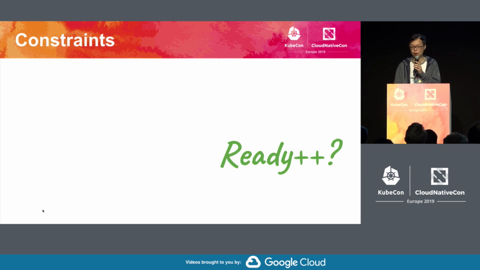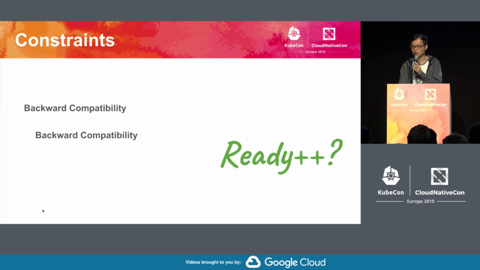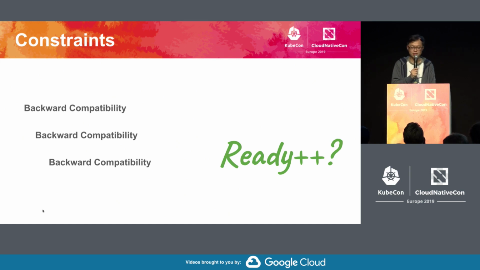When we are trying to solve this problem, we face a lot of constraints. The constraints are mostly summarized as backward compatibility. Kubernetes APIs have been well adopted, and many people are running in production. Although the current system is not perfect, it works, right? It works most of the time.